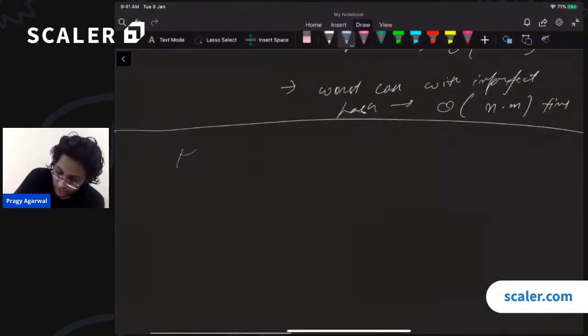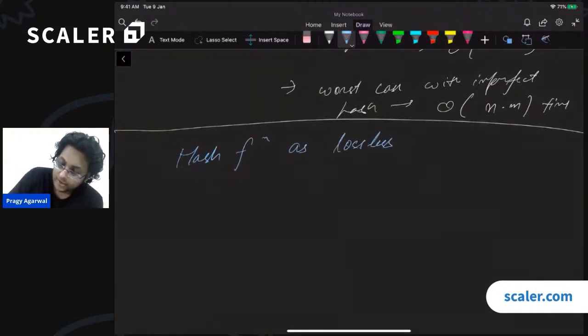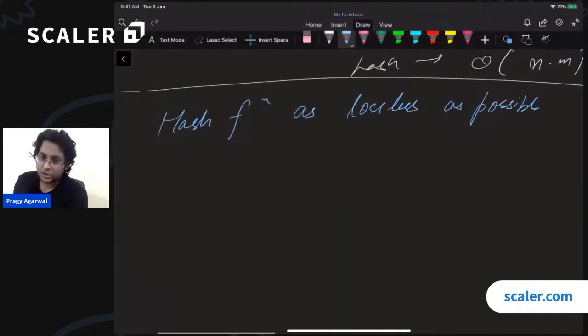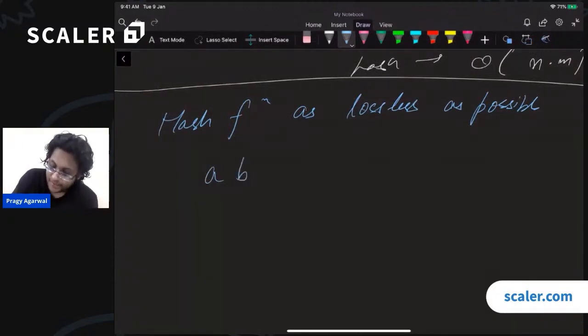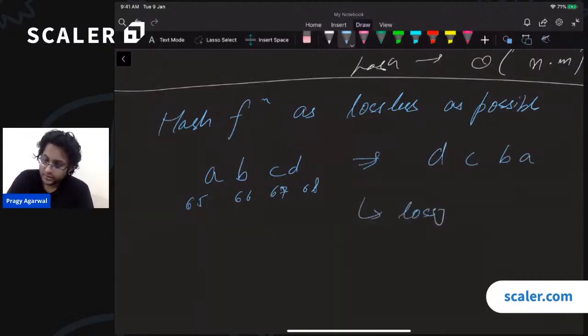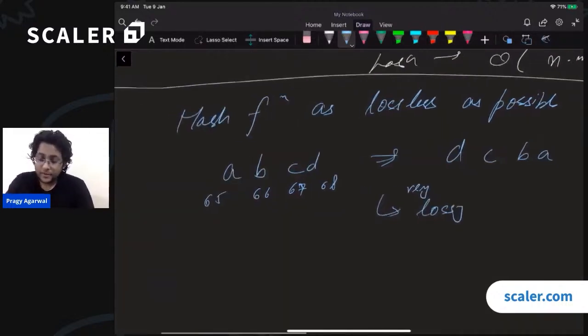Well, we would want the hash function to be as lossless as possible. We want to retain as much information about the string as possible. For example, if we have the string ABCD and we add the ASCII values, are we retaining a lot of information? We are not necessarily retaining a lot of information, right? Because the hash of this is the same as the hash of DCBA. So this is a very lossy hash function.